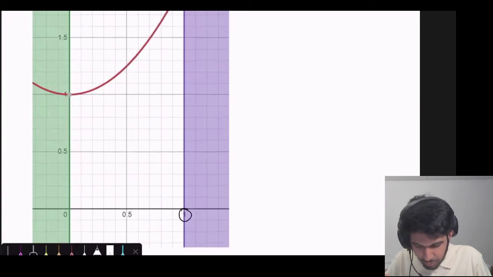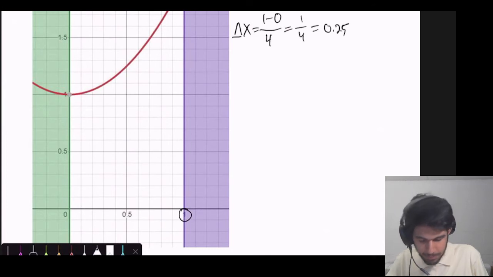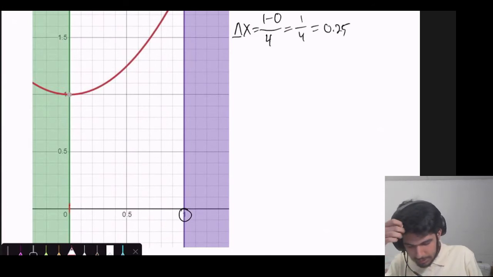So we want 4 trapezoids, and we want them to have equal width. So what should our delta x be? We take the size of our interval, and we divide it into 4 equal parts. So this will be 1/4 or 0.25. So let's put markers indicating where we're splitting things up. Every 0.25, we draw a little marker. Okay, so now we draw our trapezoids.